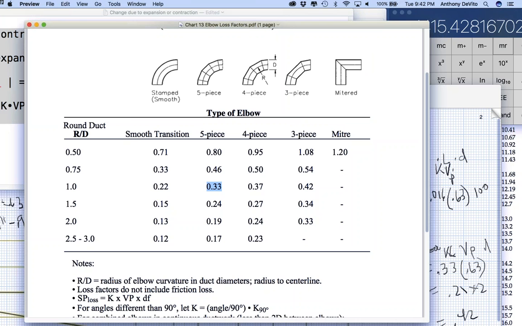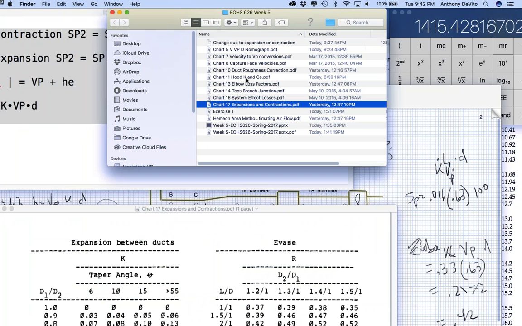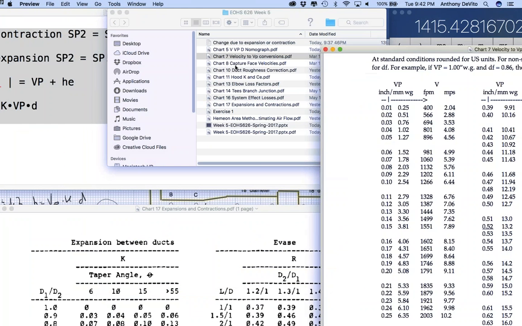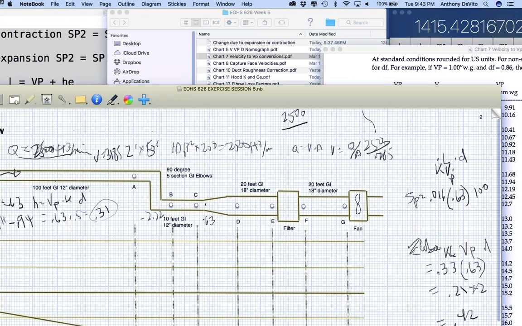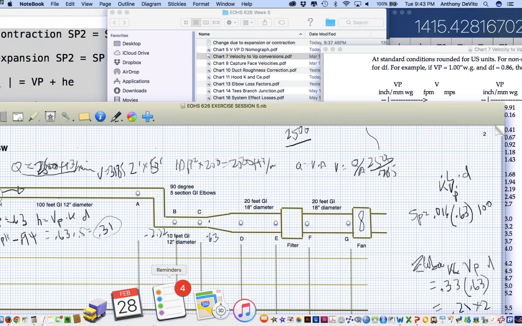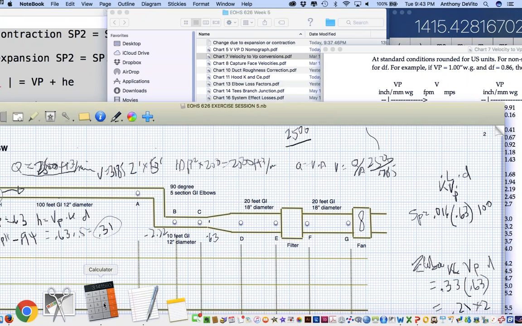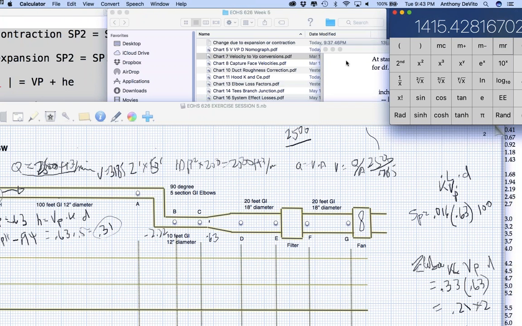Wrong chart. Don't need this one anymore. What was the number I just gave you? 37. I hate this. I'm shot. I'm telling you, get to a certain age, you can't remember anything.